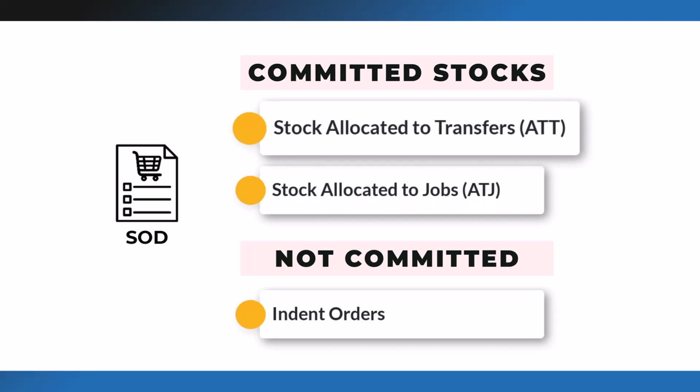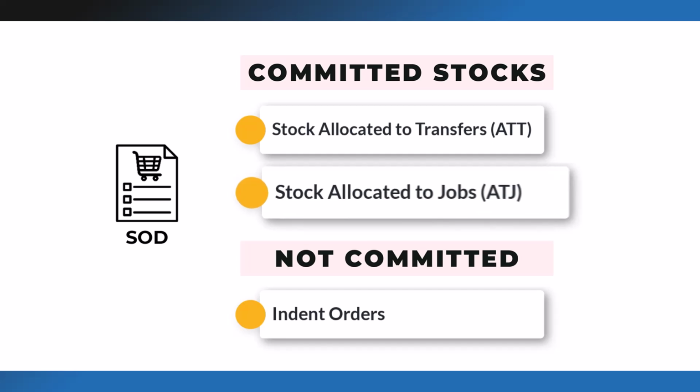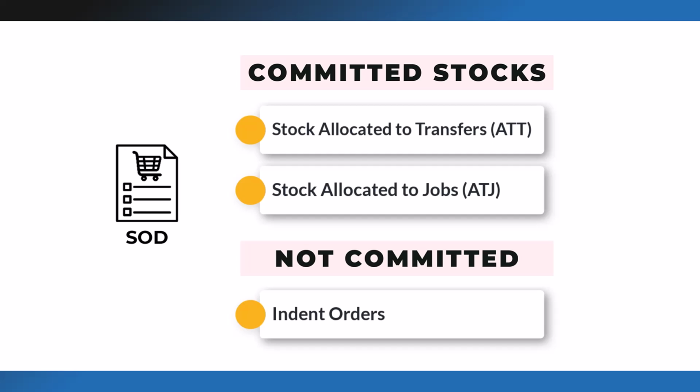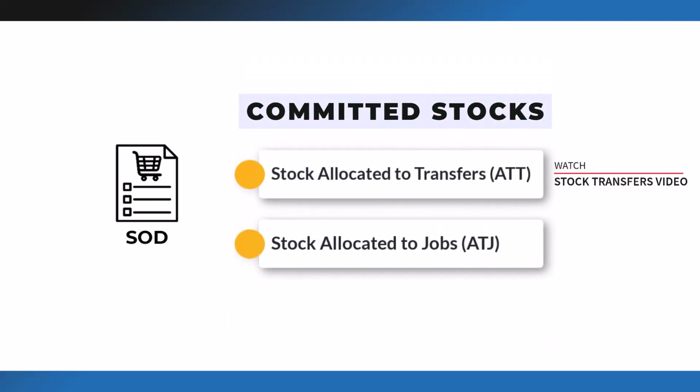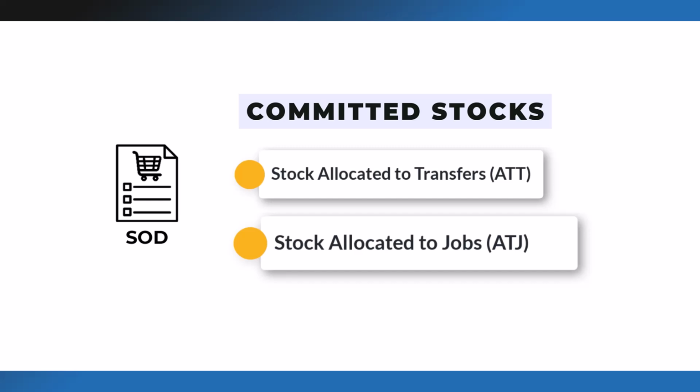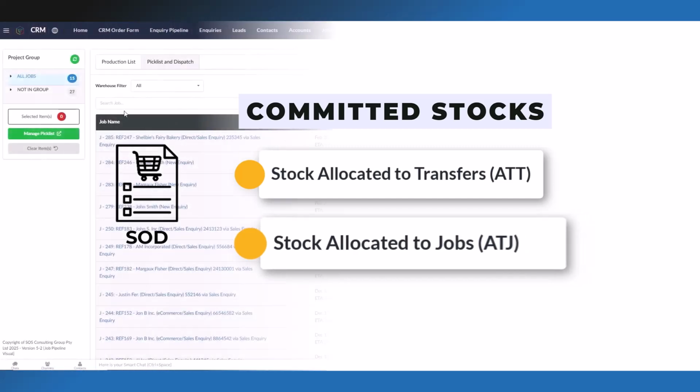To recap, there are two types of committed stock. Stock allocated to transfers, also known as ATT. Stock allocated to jobs, also known as ATJ. When your indent orders are ready to fulfill, they will be allocated to the job and the quantities counted as ATJ. To learn about warehouse transfers, watch the stock transfers video for more information. In this video, I'm going to show you ATJ, how to allocate stock to your existing customer orders.